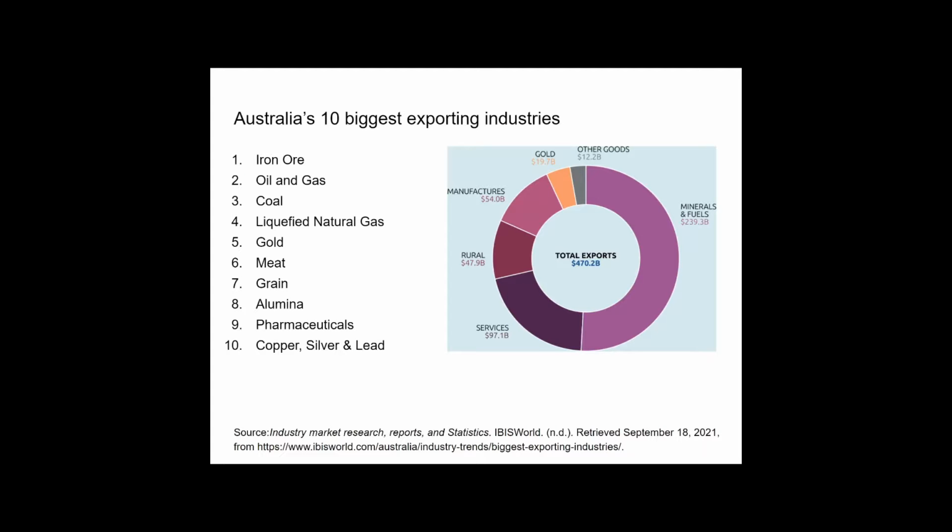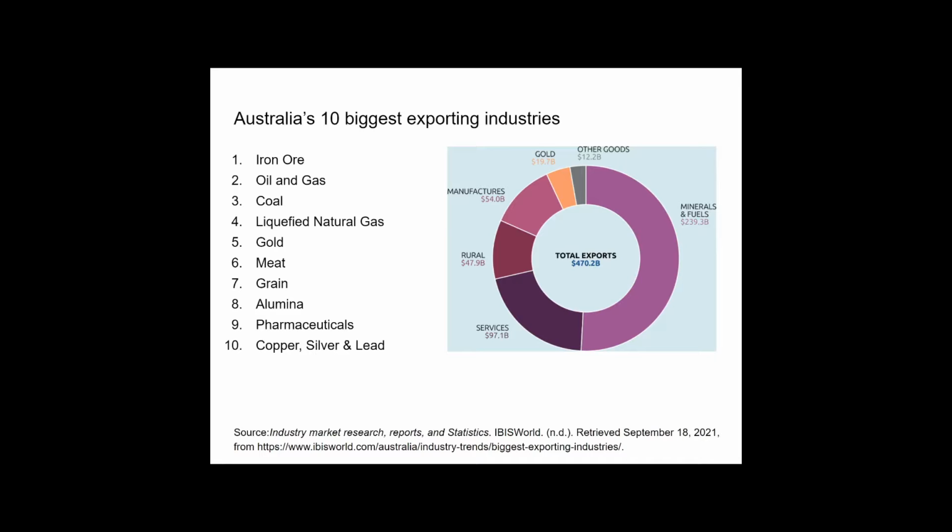So now let's look at Australia's exports. Exports make up about 470.2 billion of Australia's economy. The largest sector of exports is minerals and fuels, with iron ore being the biggest exporting industry. The iron ore industry has recorded really strong revenue growth in the past 5 years, which is impressive since that includes the impacts of COVID-19.